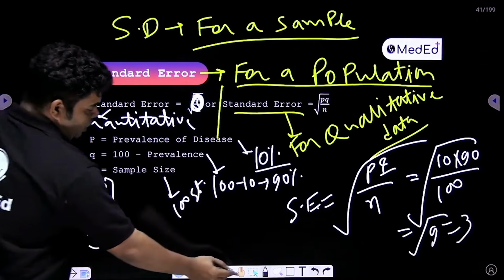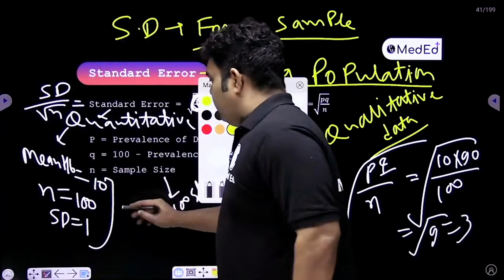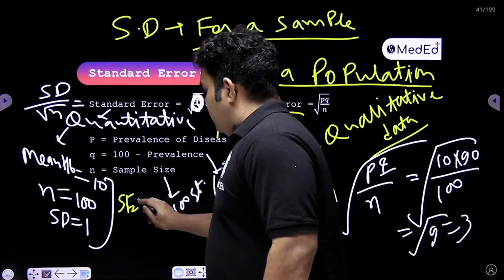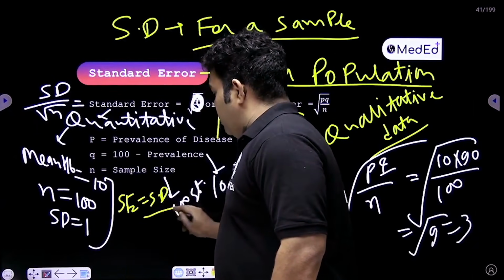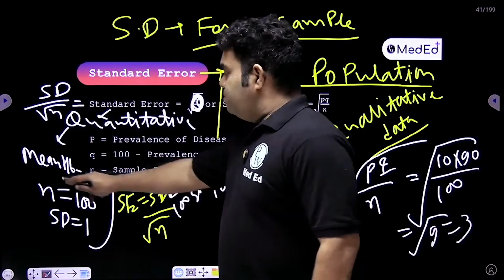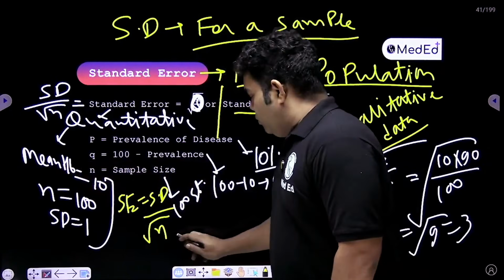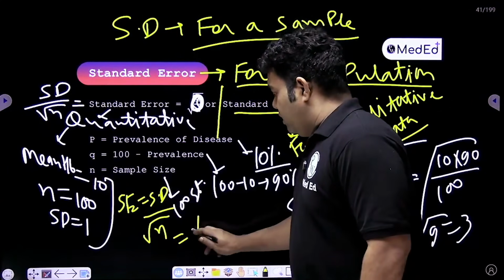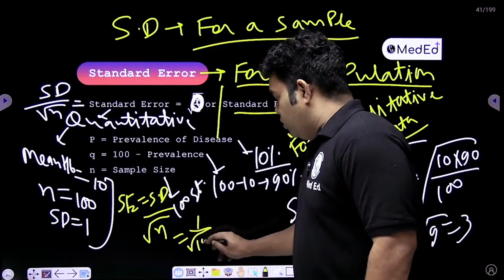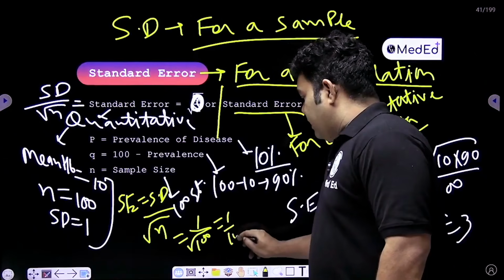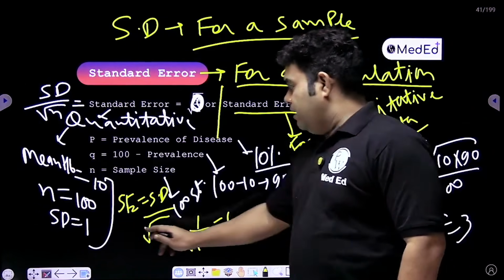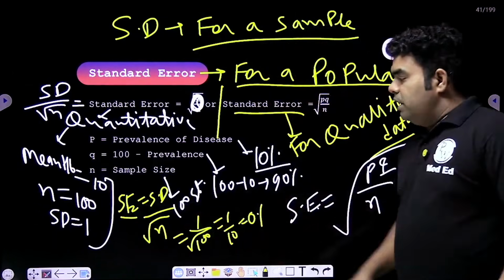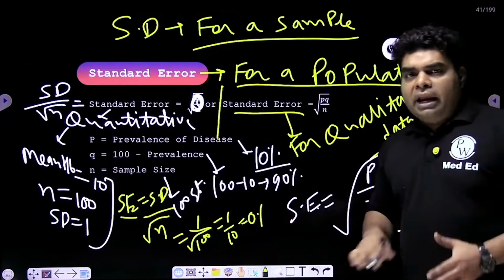So here, if you want to know the standard error, you have to use the formula. Standard error is standard deviation by under root of sample size. This mean is just given to confuse you. What is standard deviation here? 1. Sample size under root 100. Under root 100 means 10. So 1 by 10 or 0.1 will be the standard error. So such a small numerical can come and you can easily calculate it.